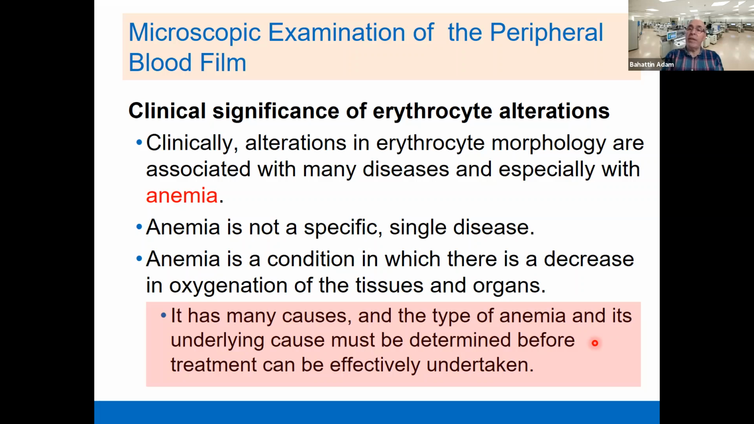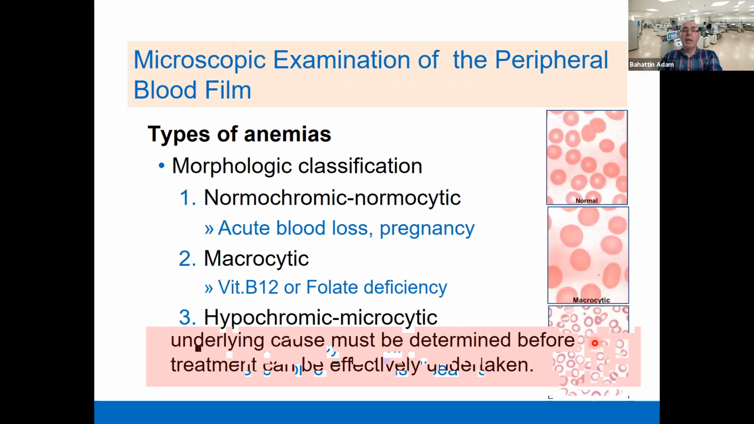If you have, let's see, macrocytic anemia, you see that the erythrocytes are bigger than normal, and the causes of macrocytic anemia are totally different from the microcytic anemia. I'm going to show you some of them. Now, as you see here, the types of anemias.